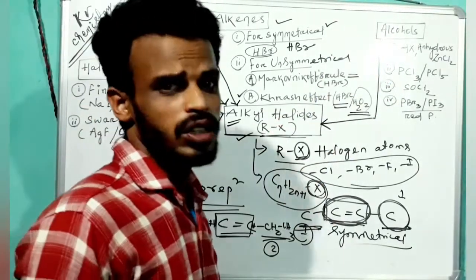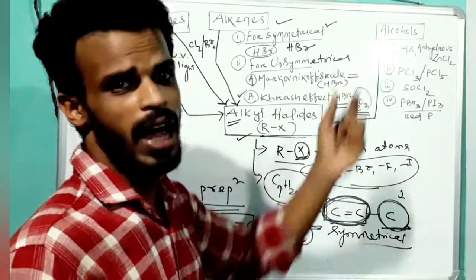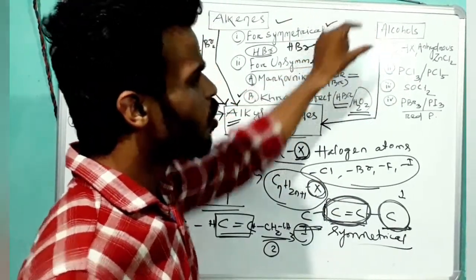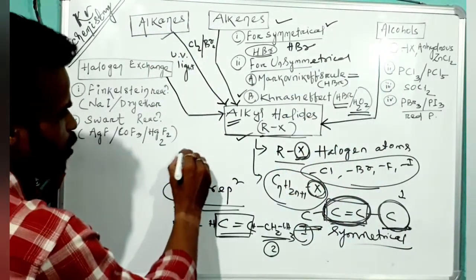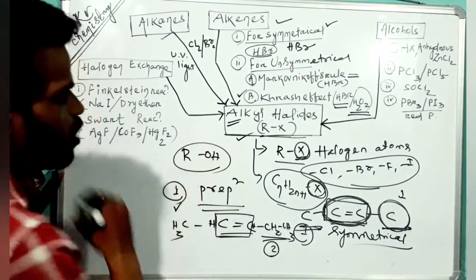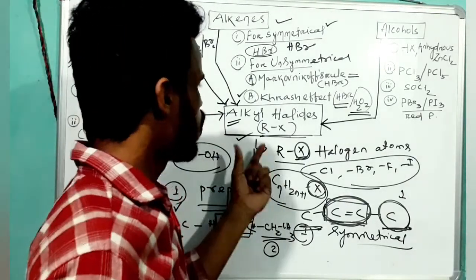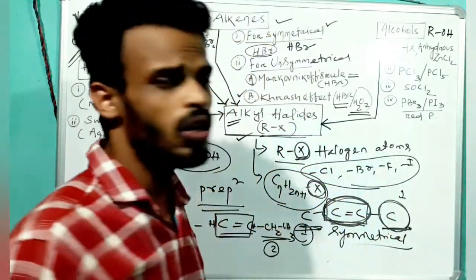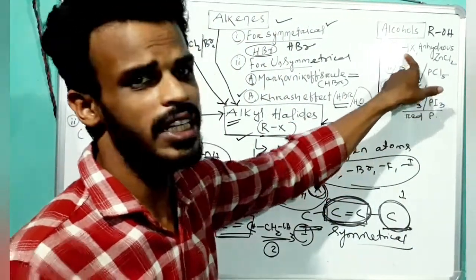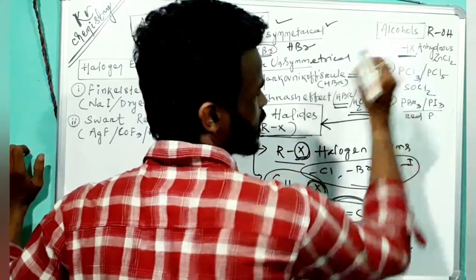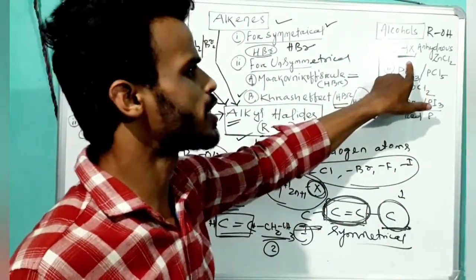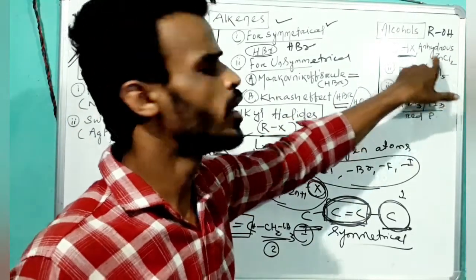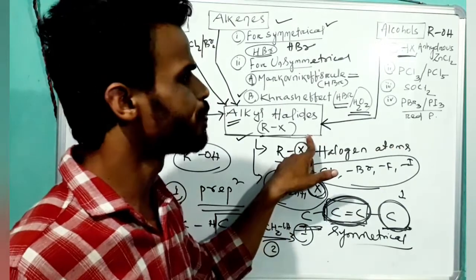Now go to the alcohols. How are alkyl halides prepared from alcohols? Alcohols have the general formula ROH. When alcohols are treated with a halogen acid, HX, X for halogen atom, in presence of the reagent anhydrous ZnCl2, it forms alkyl halide.